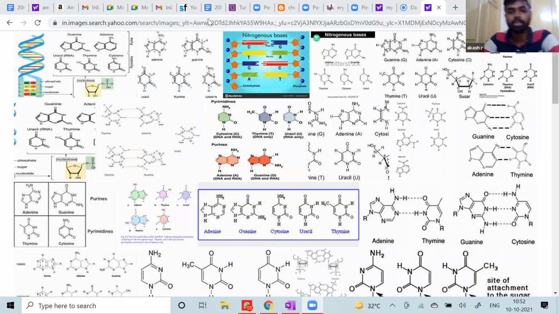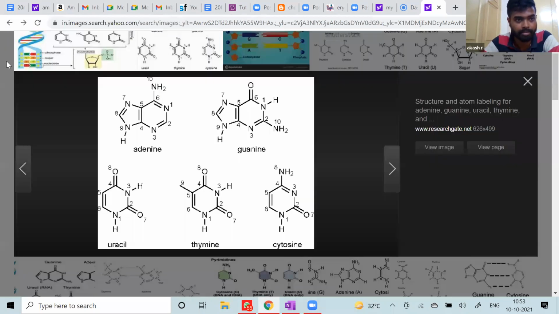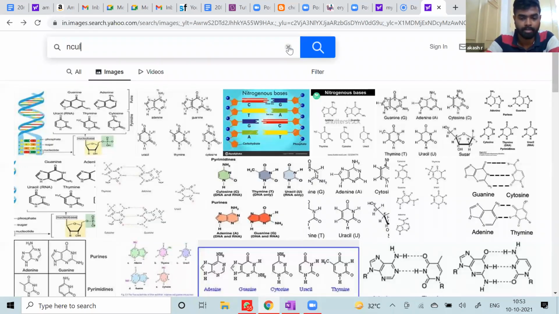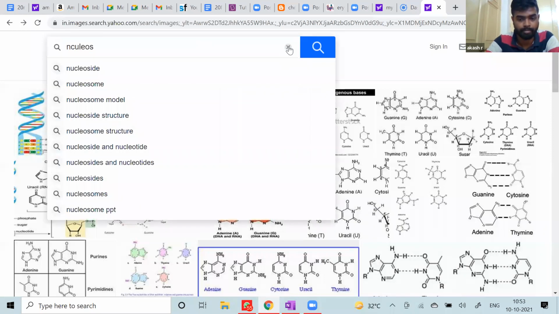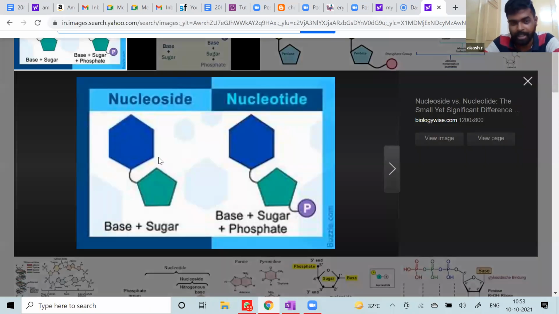Okay. So now we understood what are all the different things which are present, and now we have to understand how they are attached with each other. Let me show you. Now look at this. There is something called a nucleoside, and there is something called a nucleotide.